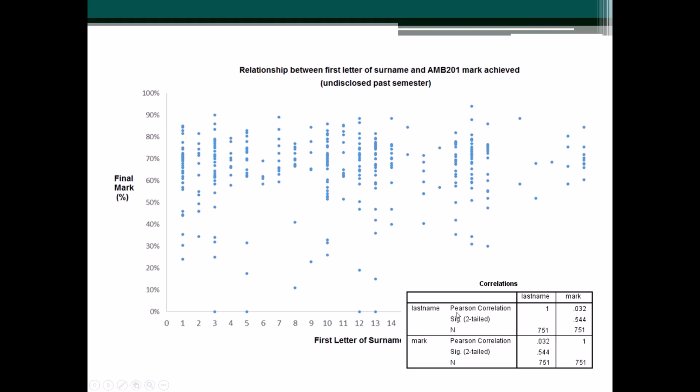When we examine that statistically, right, that plays out. You can see the Pearson's correlation coefficient between someone's last name and the mark they achieved being very low, 0.032, so it's a very low correlation. The significance level is very high, so there's a very high probability, so 54.4% probability that any sort of relationship is just due to chance, and there were 751 participants' data that fed into that. So as I said, that's a few different semesters combined. So that's what a null or a zero correlation would look like.